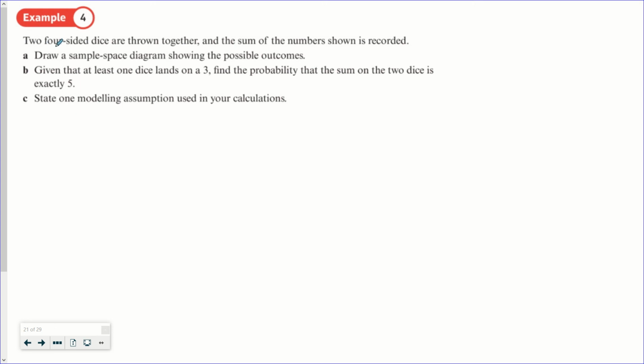So in example 4, we're rolling two four-sided dice and we're adding together the numbers that are shown on the two dice. So in part A, we're going to draw a sample space diagram to show all the possible outcomes. So on the first dice, we could have 1, 2, 3, and 4. And on the second dice, we could have 1, 2, 3, and 4. So this is the second dice, and this is the first dice.